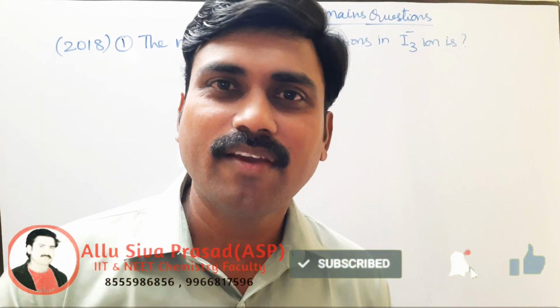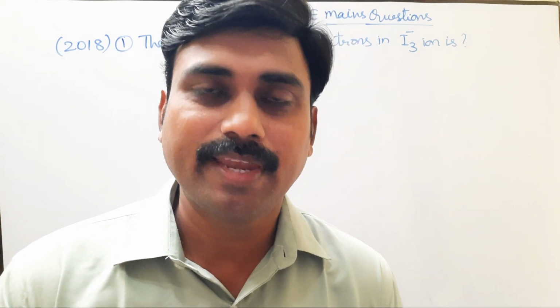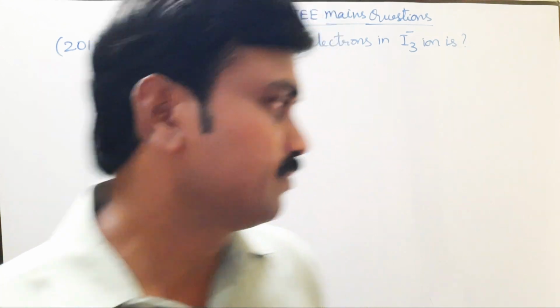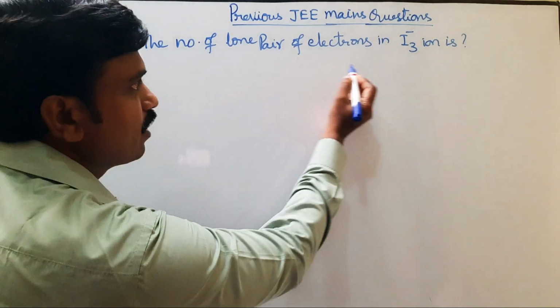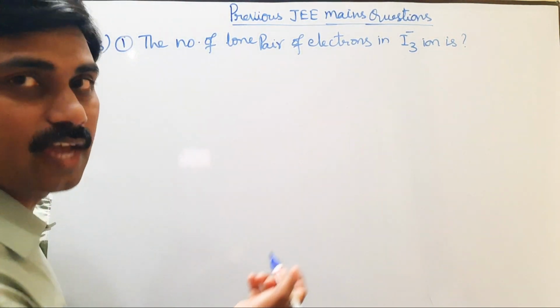In the last video, I explained hybridization and simple examples. Now in this video, I am explaining previous JEE Mains questions based on hybridization. Look at this 2018 question: the number of lone pairs of electrons in I3 minus ion is.